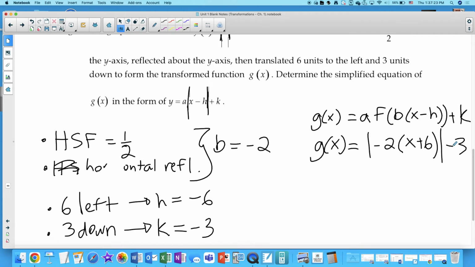Okay, so I realized that I actually just went from this format right to here, right? Without going in between. Should I slow that down a little bit? Okay, let's slow that down. This is a good thing to do. Let's start from scratch. There we go. A is 1. You could put a 1 there if you want. You don't have to. F of B, -2 times x plus 6 minus 3.